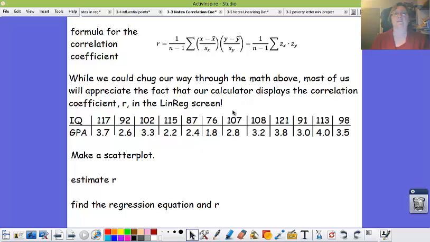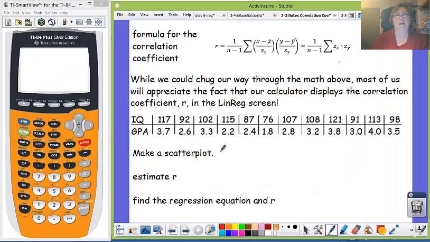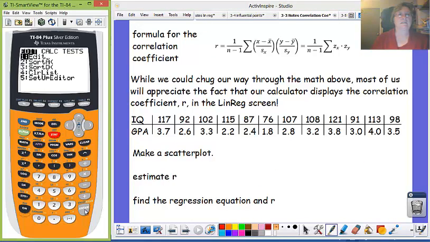Our calculator can display the correlation coefficient. It's shown in the linear regression screen. So this says that we should make a scatter plot, estimate a value of r, and find the regression equation and a value for r. Well, making a scatter plot, we can do that on our calculators for sure. And so I'm going to go there, and then I'll just sketch my plot when I'm finished here. I'm going to go ahead and enter that data into the list. You should pause the video and do the same thing, and I'll catch up with you in a minute.